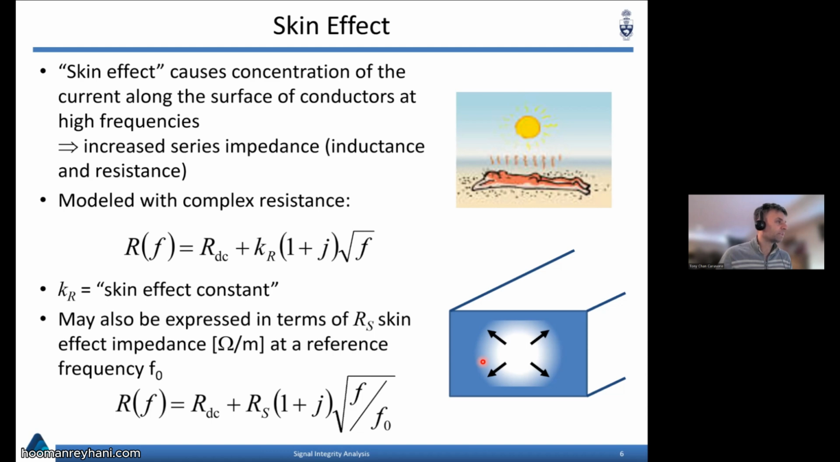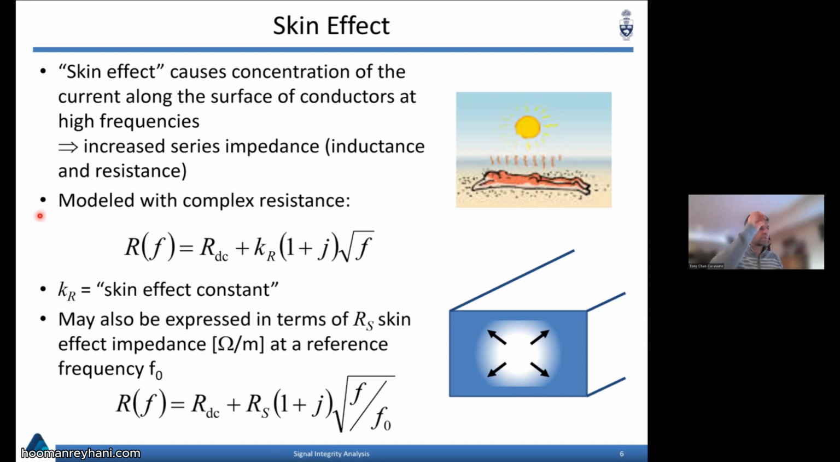But skin effect means that if you have very high frequency alternating currents, it turns out that most of the current flows on the periphery of that conductor. And that causes an increase in the series impedance of that conductor. Obviously, if you're using less of the cross-sectional area of the conductor, it's going to cause an increase in the resistance, but that appears only at high frequencies. It also, in fact, causes an increase in the inductance of that conductor at high frequencies.